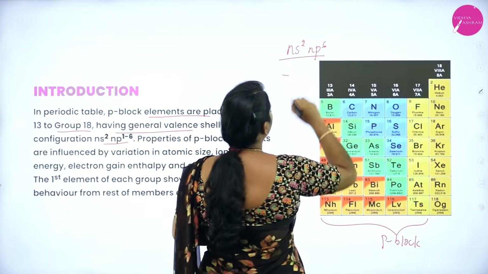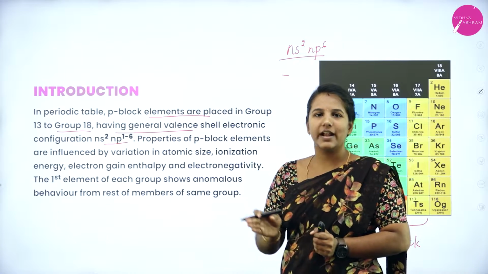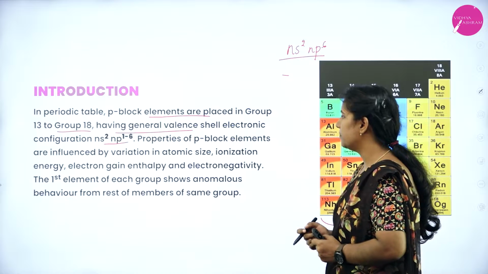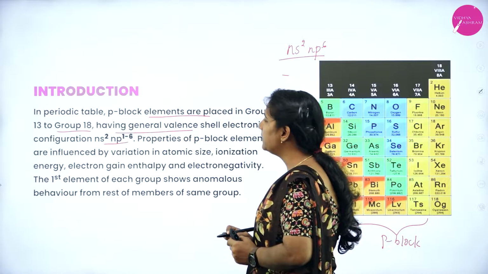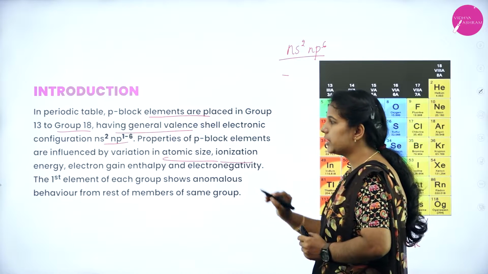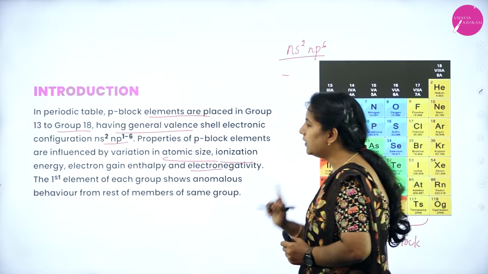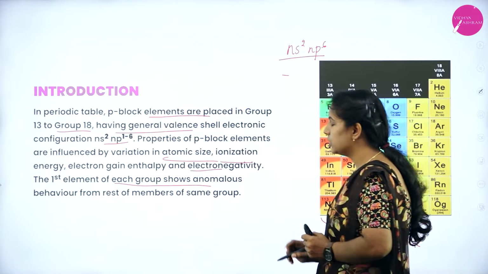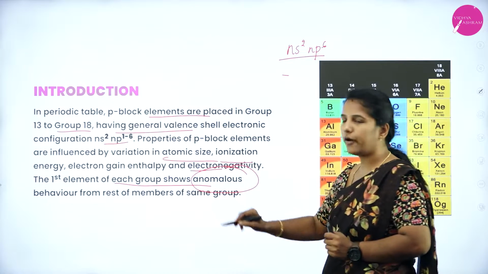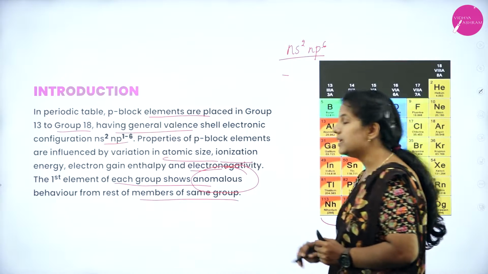This is the outermost electronic configuration where the last electrons are entered to the p orbital, hence it is known as what? P-block elements. The properties of the P-block elements are influenced by variations in atomic size, ionization energy, electron gain enthalpy, electronegativity, and the first element of each group, which shows anomalous behavior. It is very important: anomalous behavior from the rest of the members of the same group.